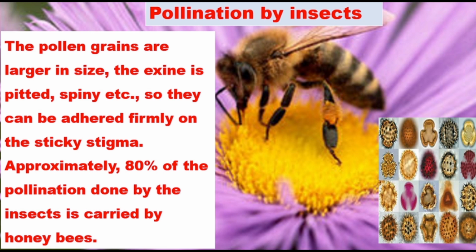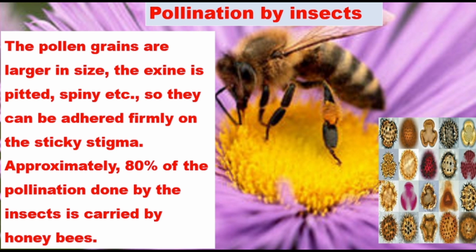At the same time, it is also large in size. Exine means the outer layer of the pollen grains. The outer layer of the pollen grains is pitted. Pitted means a small hole-like structure is present, and spiny means a thorn-like structure is present, so they can adhere firmly to the sticky stigma.